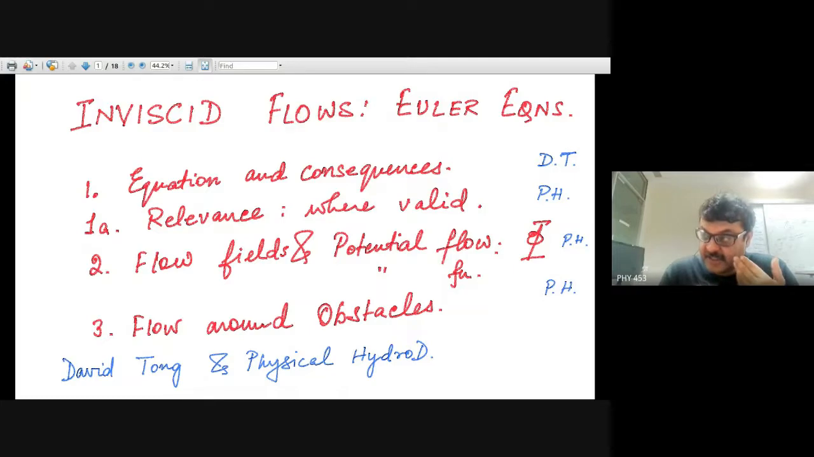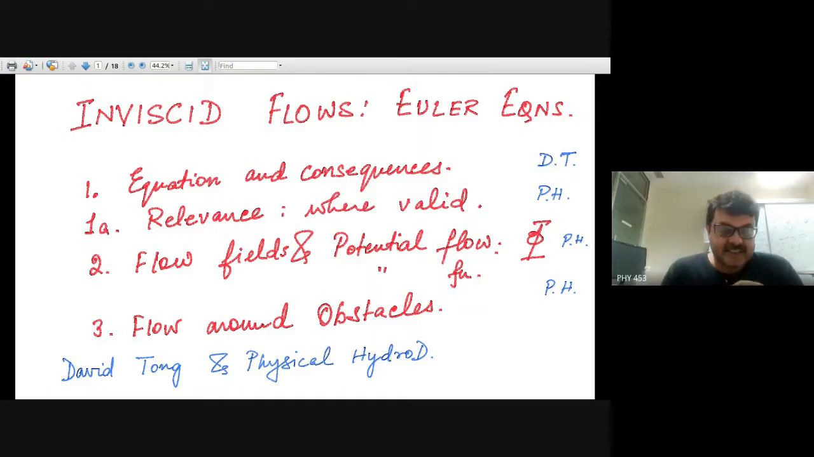Are there circumstances where the equation becomes much simpler? And if it's simpler, can we understand simple flow profiles using the Euler equation, where one neglects the viscous term, and so on and so forth. So the way we're going to go about it is, we're going to first get the Euler equation, understand it and its consequences, and this is going to basically follow David Tong's lectures.